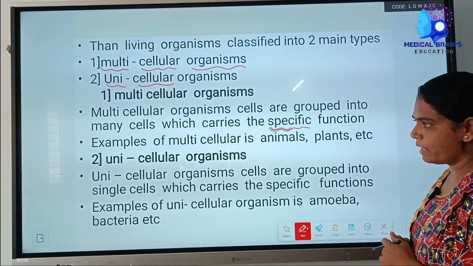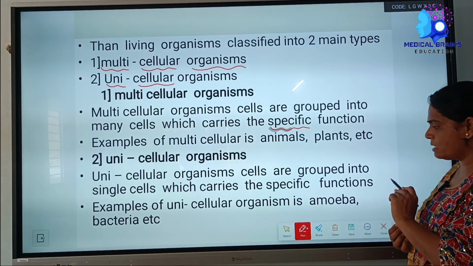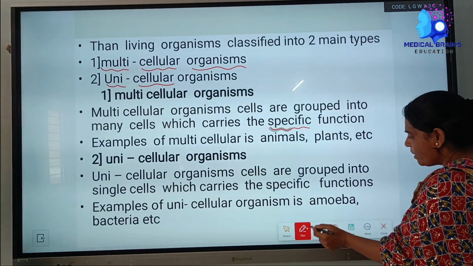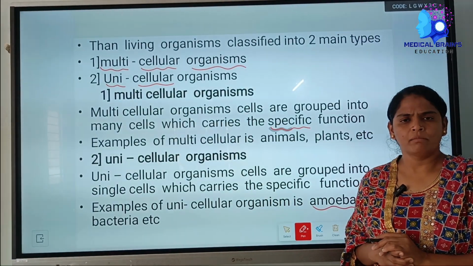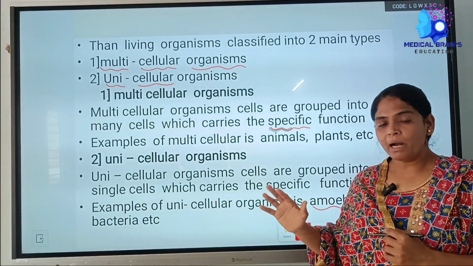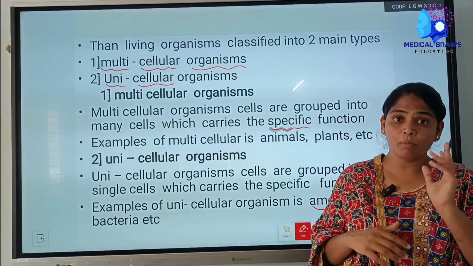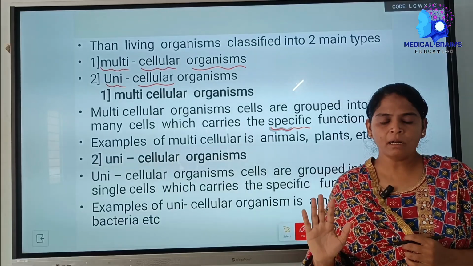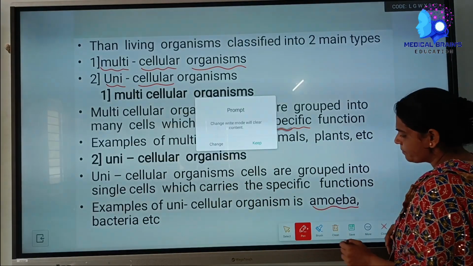Next are the unicellular organisms. Unicellular organisms are a single cell which carries the specific function. Examples of unicellular organisms are amoeba, bacteria, etc. How can we differentiate between multicellular and unicellular? Multicellular organisms consist of different kinds of systems and organs in one body, and unicellular organisms consist of a single body with a single type of task or function.